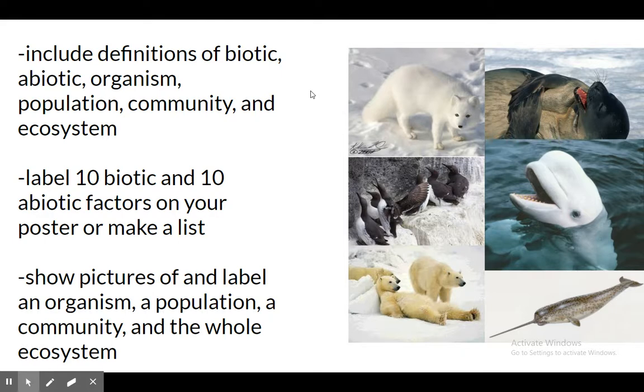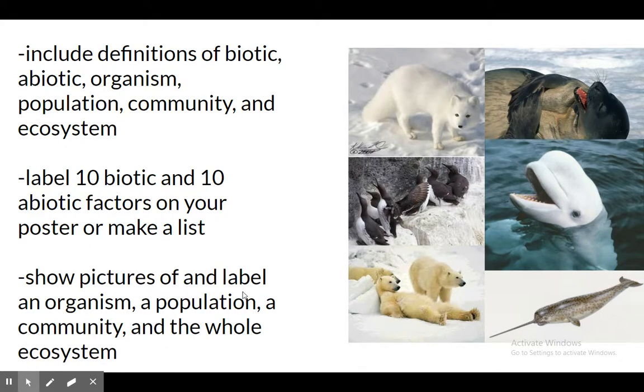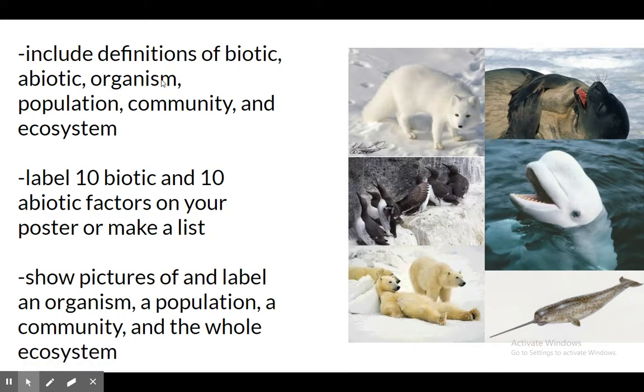You have to label 10 biotic and abiotic factors on your poster and make a list. That means you should have pictures of at least 10 biotic and 10 abiotic things from the ecosystem. You can either draw a line to the things and write biotic or abiotic, or you can make me a list. But whatever's in your list, you need to have pictured on the poster. Lastly, you need to show and label a picture of an organism, a population, a community, and the whole ecosystem. You need pictures and definitions of all of these from the polar bear ecosystem.